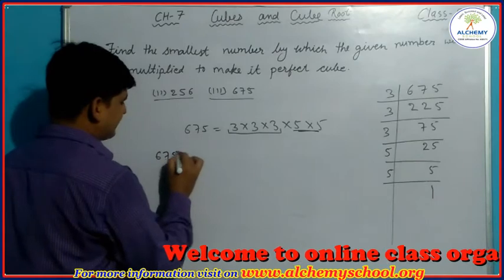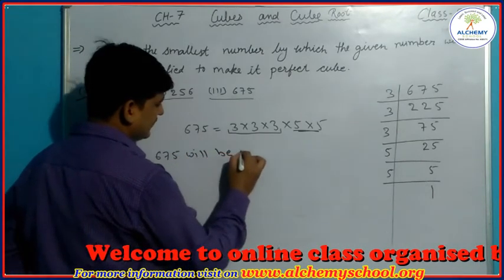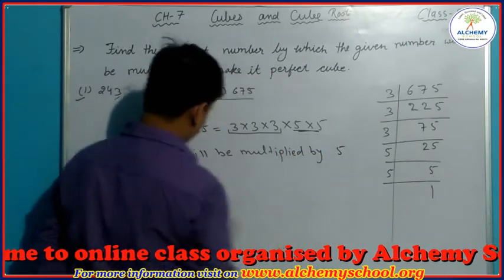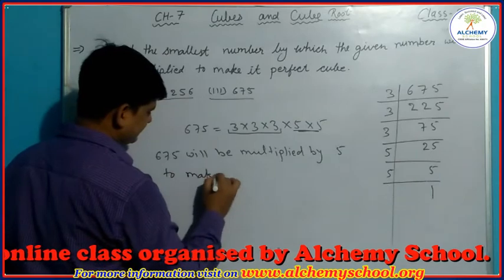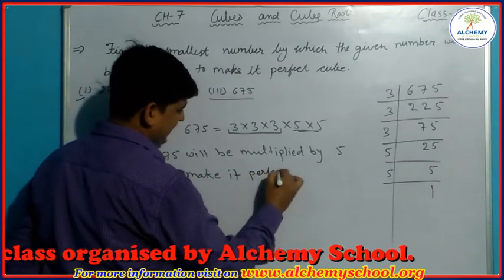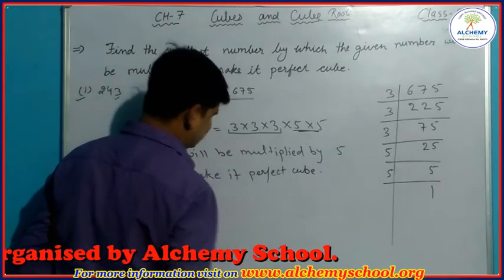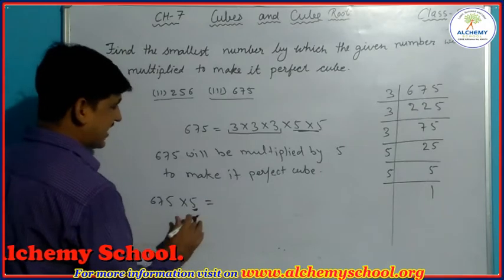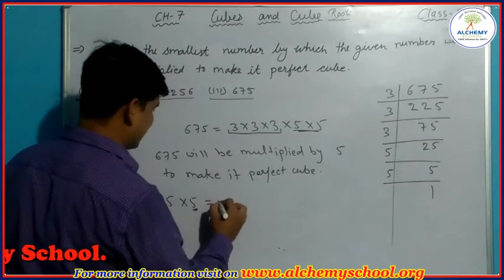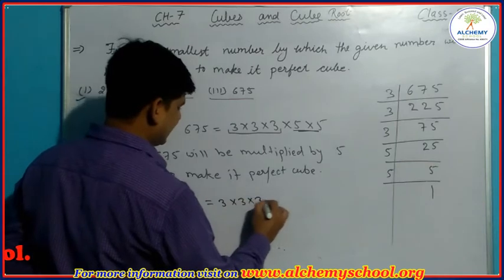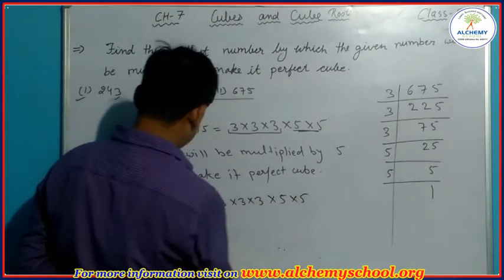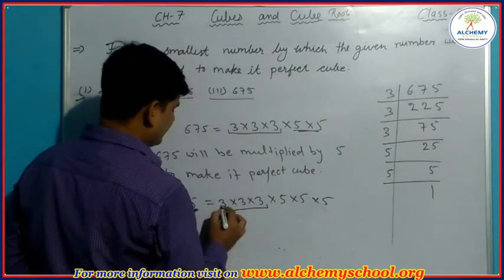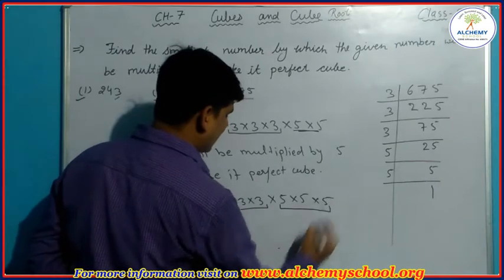So 675 will be multiplied by 5 to make it a perfect cube. We can see how, when 675 is multiplied by 5, we have to add this 5 to the factors of 675. So 3 into 3 into 3 into 5 into 5, this factor will be added here. So now we can complete the group of 3 factors. The first group we have for 3 and the second group we have for 5.